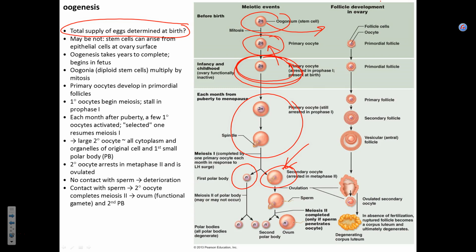So imagine there's a monthly cycle. The secondary oocyte develops by completing meiosis 1 and entering meiosis 2. When it enters meiosis 2, it stops at metaphase 2. If you want, we can put down all the stages of meiosis, but I don't think you want to, and I'm not going to ask them. So don't worry about it. The point is, it's arrested in metaphase 2, it's still a secondary oocyte, and it is released during ovulation into the fallopian tube.